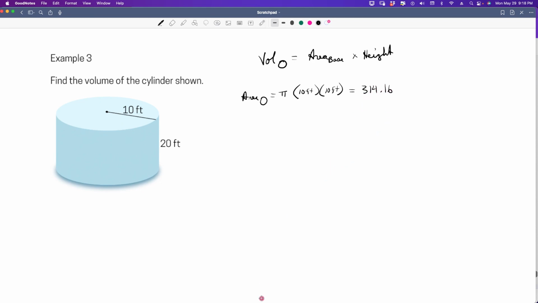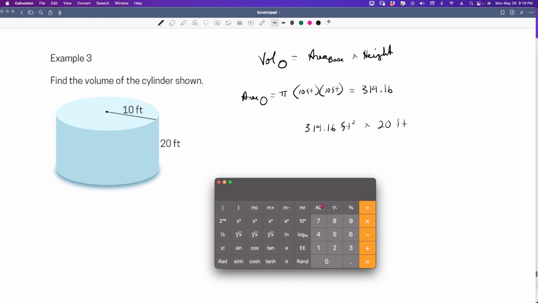So now we're going to multiply this by 20 because we have the area of the base. This is the area of the base. So 314.16, and that's feet squared. The height is 20 feet tall. So we're going to multiply that times the height. And we'll see what that gets us. So let me get my calculator back up. All right, so I'm going to round this to 314.16 times 20 feet, and I get 6,283.2 as my answer. Let me double check that. Yes, that is the correct answer.